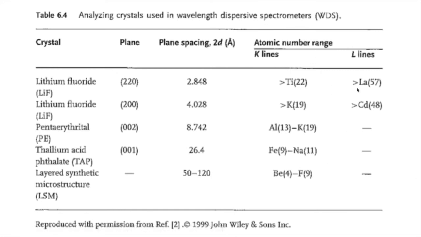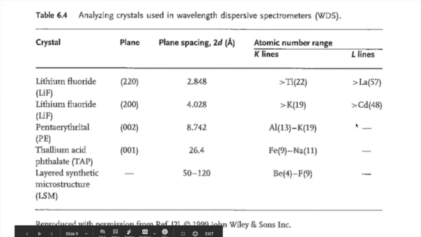This gives you the atomic number range that you can expect to analyze with various crystals. With this one, which has the smallest plane spacing, you can only detect titanium or larger. Then going down to this one, you can detect things like beryllium and fluorine, which have a low atomic number, and then obviously the different ranges in between.